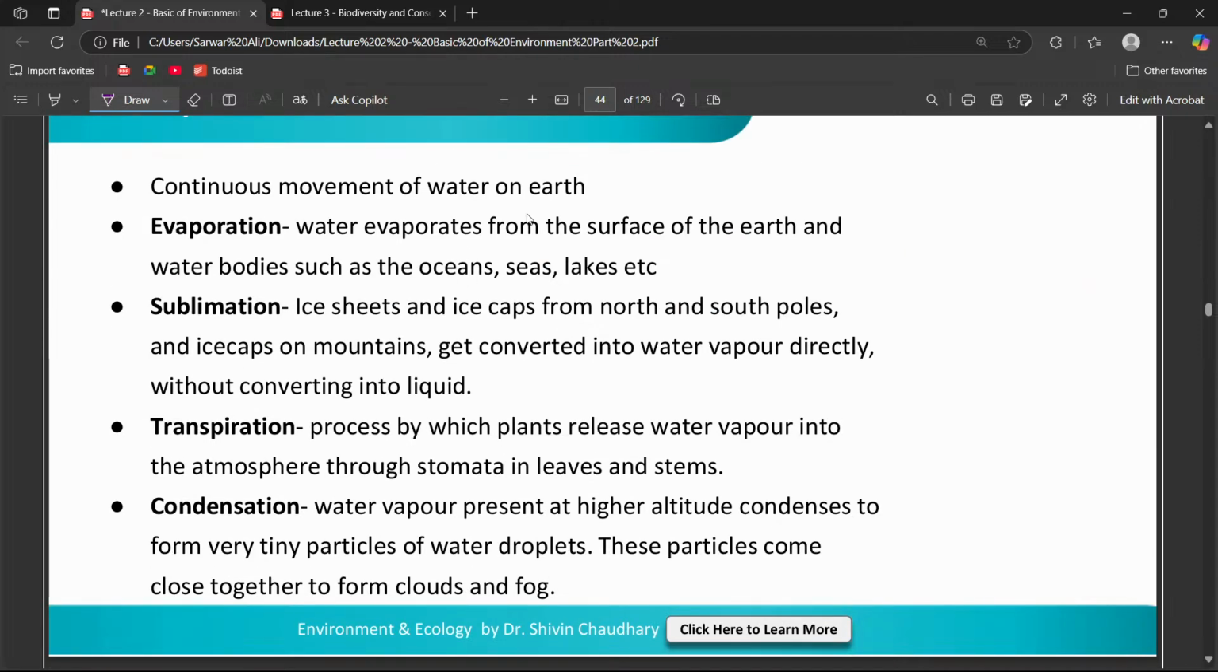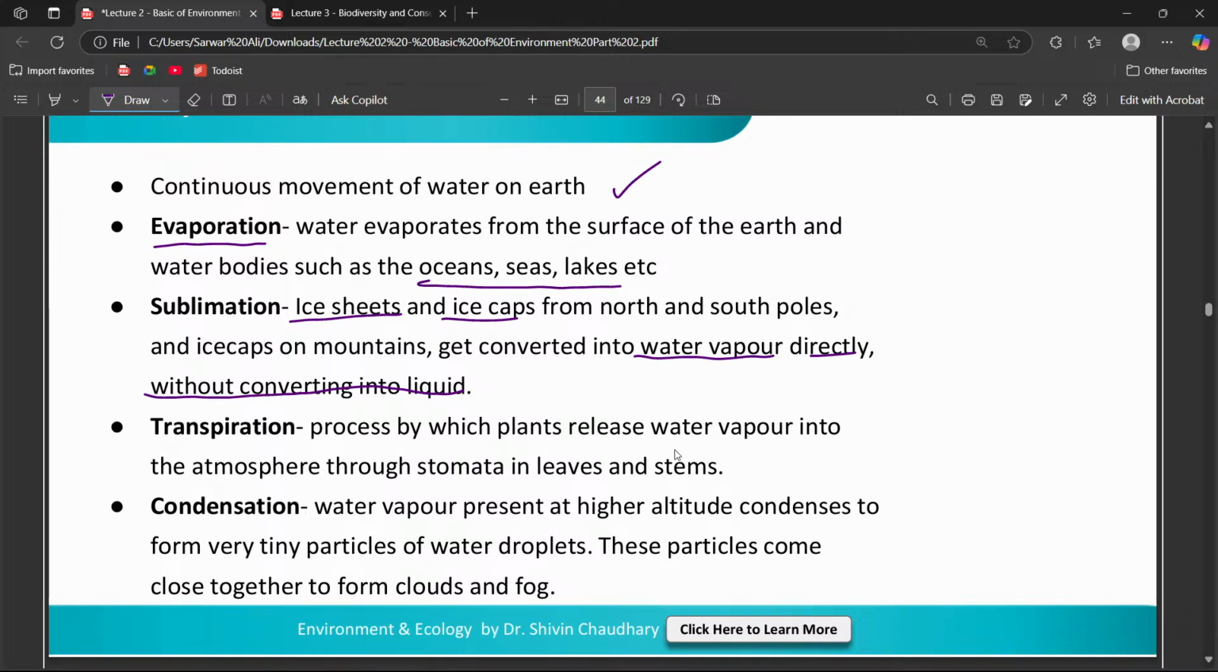Water cycle. Continuous movement of water on earth is happening. Evaporation occurs from all water surfaces on earth, such as oceans, lakes, seas. Sublimation is when ice sheets and ice caps from the north and south pole get converted into water vapor directly without converting to liquid. This also occurs from solid to vapor.